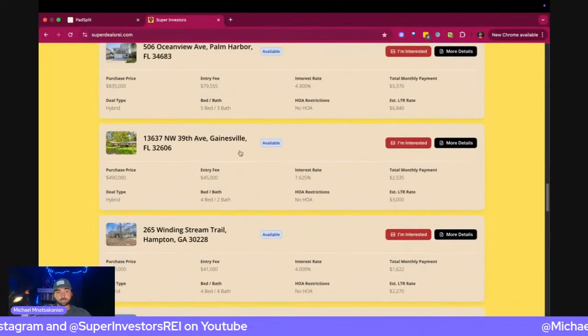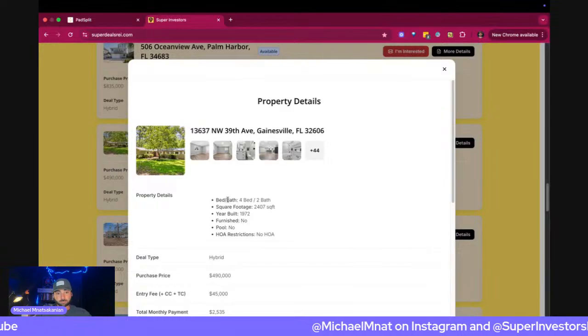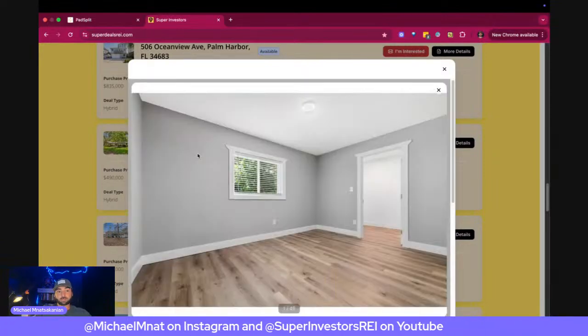We could do Gainesville. Was this small? 4-bed, 2-bath. Shoot, I might buy this one. Let's see. 4-bed, 2-bath, 2,400 square foot. All right, let's look at the photos and see if we like it, guys.